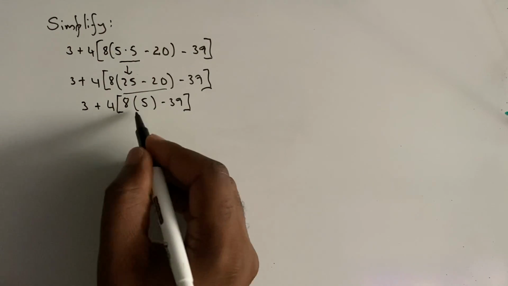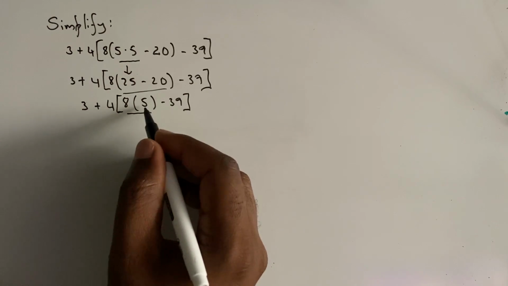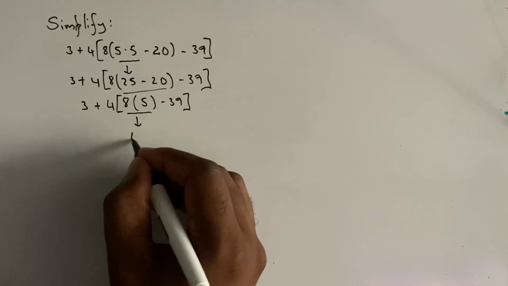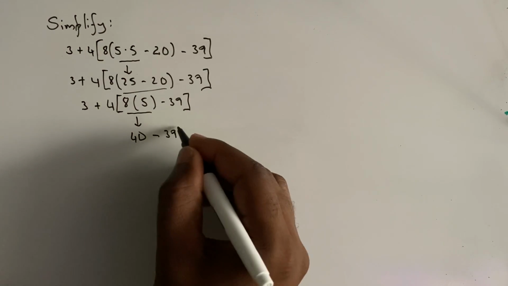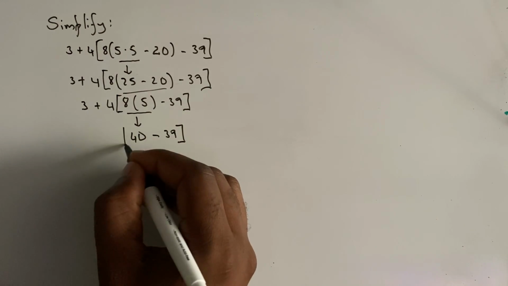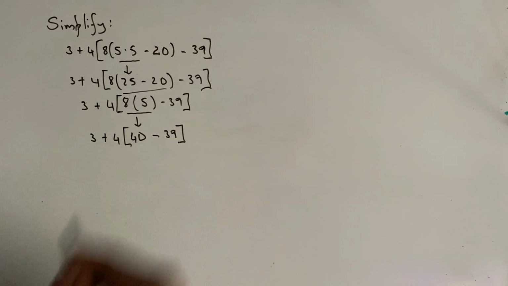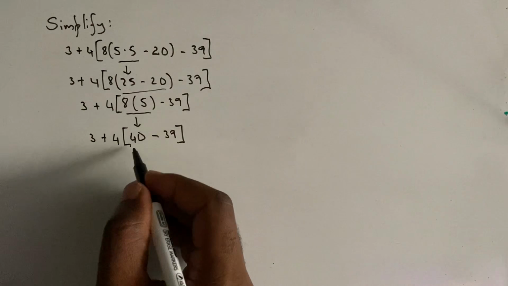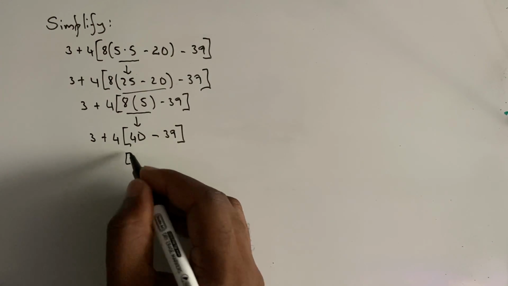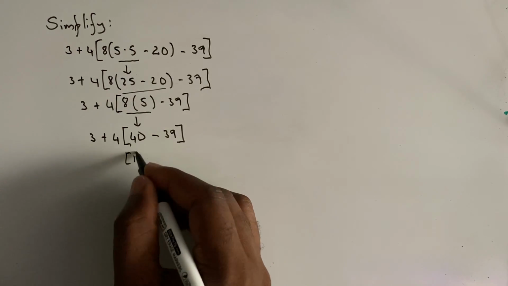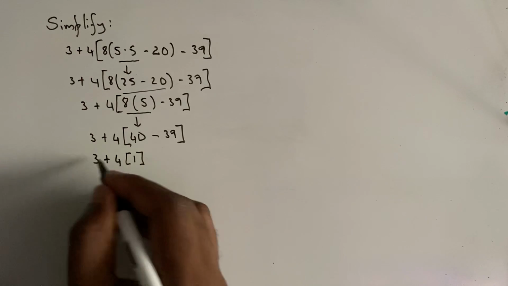Now I have a bracket, but this is a multiplication here. I have to do it first. So 8 times 5, which is 40. So now I have 40 minus 39, and remember the bracket, and 4 and 3. And we keep going from there. The bracket next, 40 minus 39 is 1, and 4 plus 3.